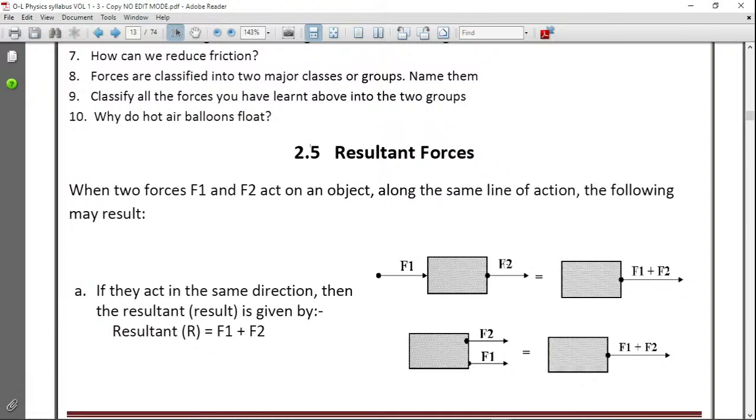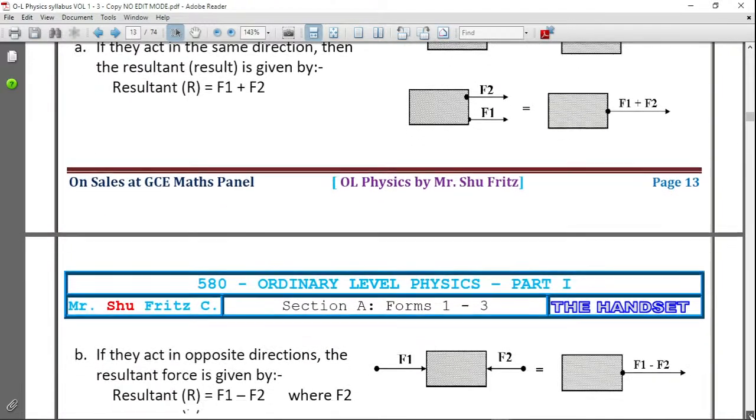So this F1 and F2 can be on the same side or on opposite sides. In this first case, they're on opposite sides. In the second case, they're on the same side, like two boys pulling this thing. Or in this first case, one boy is pulling, the other one is pushing. So the resultant will be the sum, because it's in the same direction. So in the same direction, we sum it.